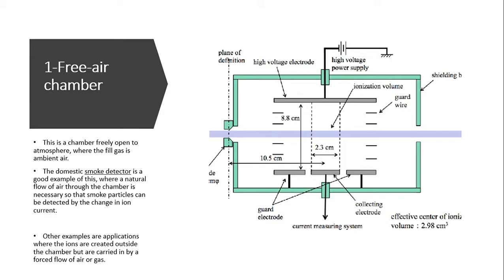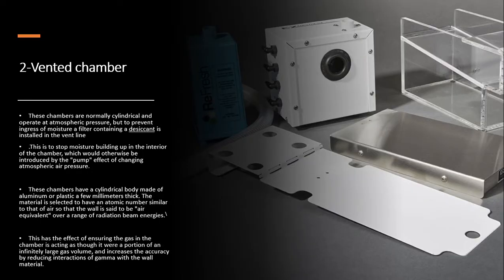Other examples are applications where the ions are created outside the chamber but are carried in by a forced flow of air or gas. Number 2. Vented chamber. These chambers are normally cylindrical and operate at atmospheric pressure, but to prevent an increase of moisture, a filter containing a desiccant is installed in the vent line. This is to stop moisture building up in the interior of the chamber, which would otherwise be introduced by the pump effect of changing atmospheric air pressure.